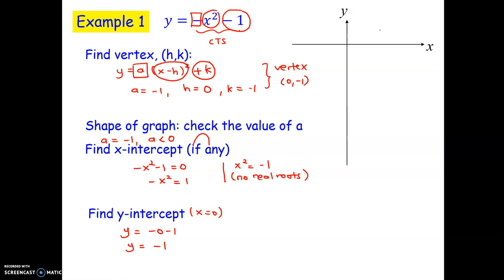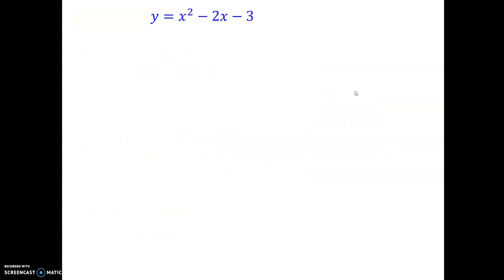So x-axis, y-axis. The vertex is (0, negative 1), so this is the vertex. And as you can see, this is the shape, an open downward graph. No real roots, so we don't touch the x-axis. And the y-intercept is simply negative 1 here. So let's go to the second example.